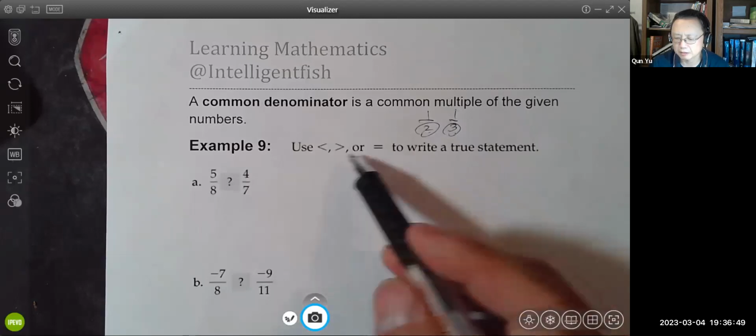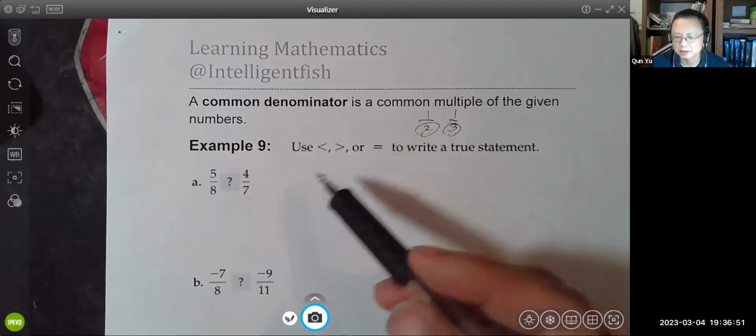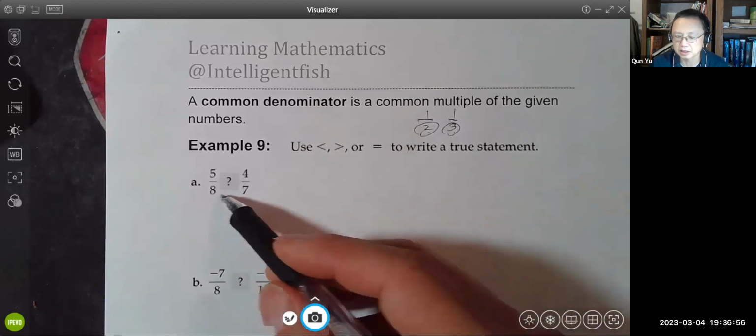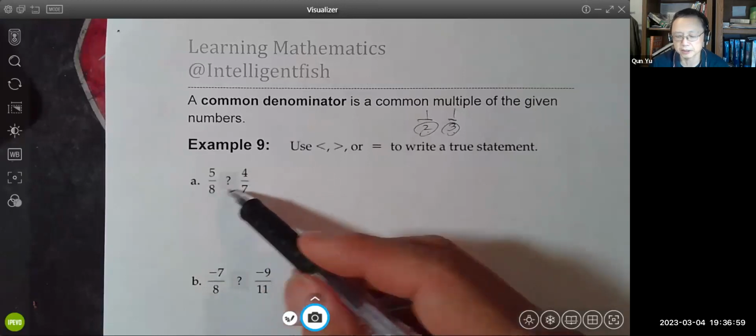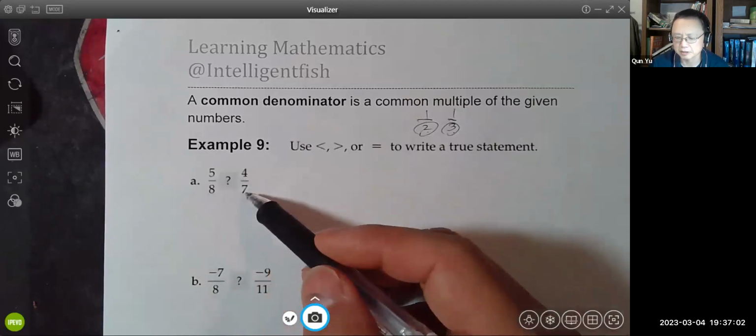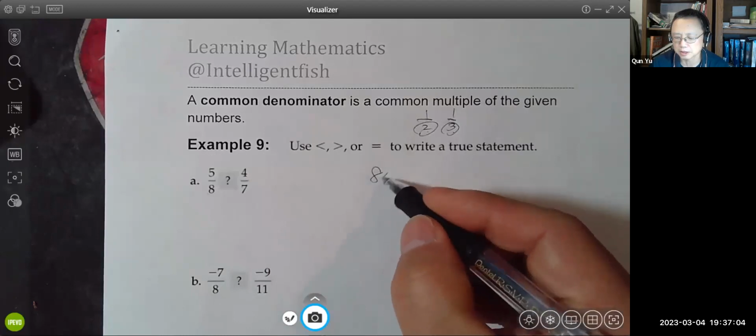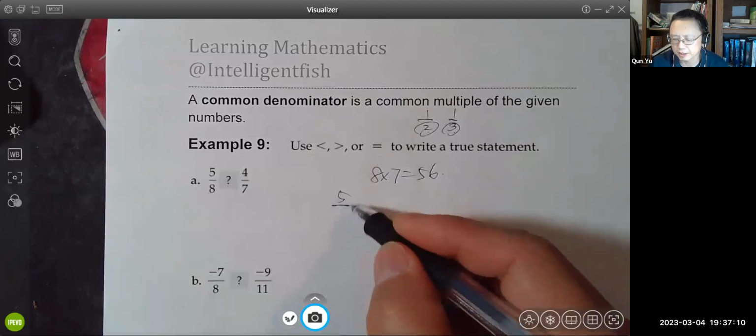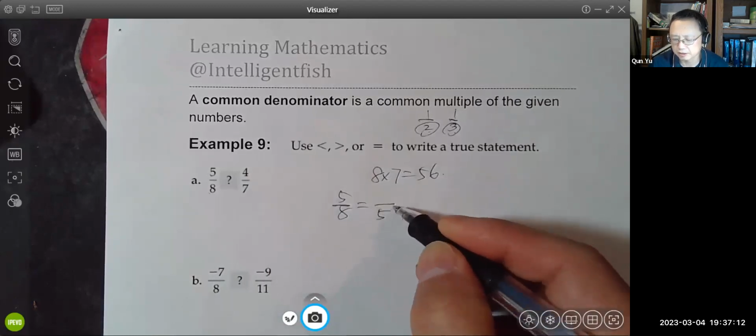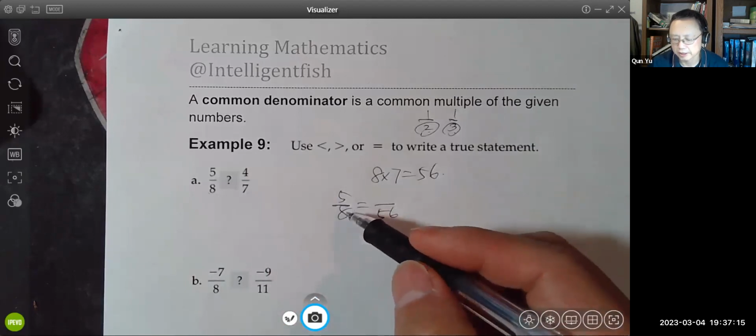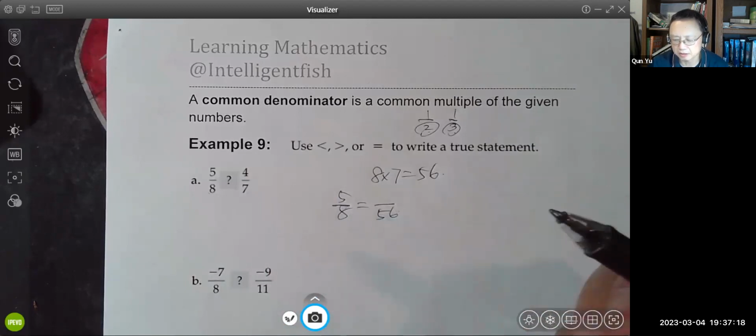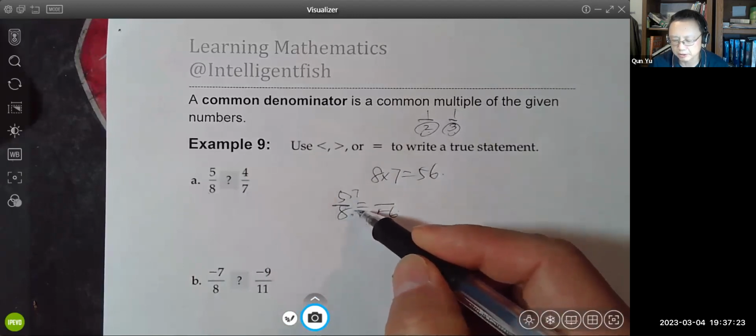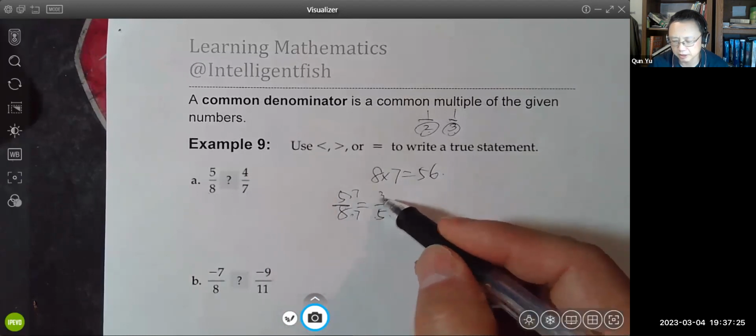Now we need to compare, inserting one of these three symbols in here. First, we need a common denominator because they are not the same. You can see it's hard to compare directly, right? We need a common denominator. Just these two multiplied together, 56. Now, 5/8 equals, we need 56 on the bottom. 8 times 7 equals 56. Again, if you don't know, use 56 divided by that. So both sides have to be multiplied by 7, the same number. This is 35.